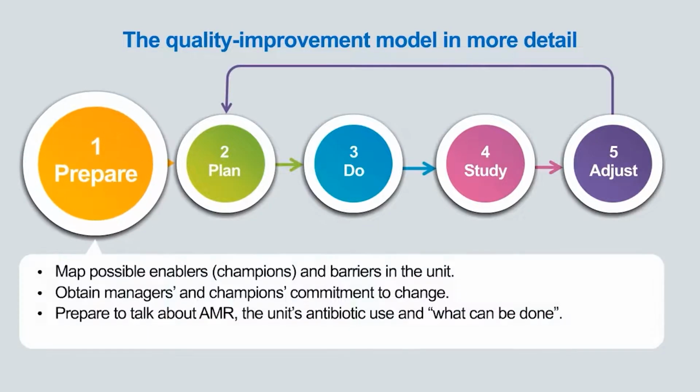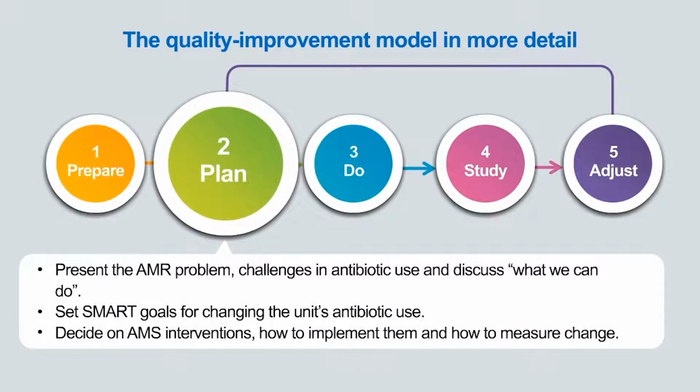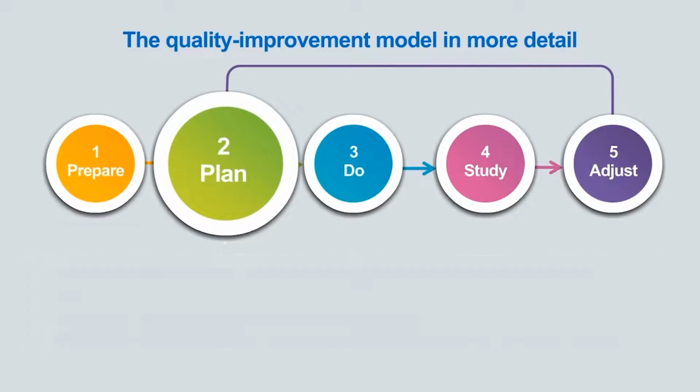The first step is to prepare. Map possible enablers such as AMS champions and barriers in the unit. Obtain managers' and champions' commitment to change. Prepare to talk about AMR, the unit's antibiotic use and what can be done. In the planning step, Step 2, present the AMR problem, challenges in antibiotic use and discuss what we can do. Set SMART goals for changing the unit's antibiotic use. Decide on AMS interventions, how to implement them and how to measure change.